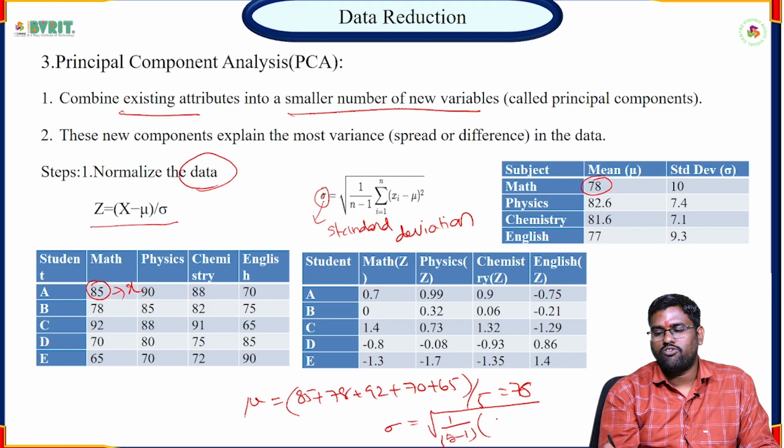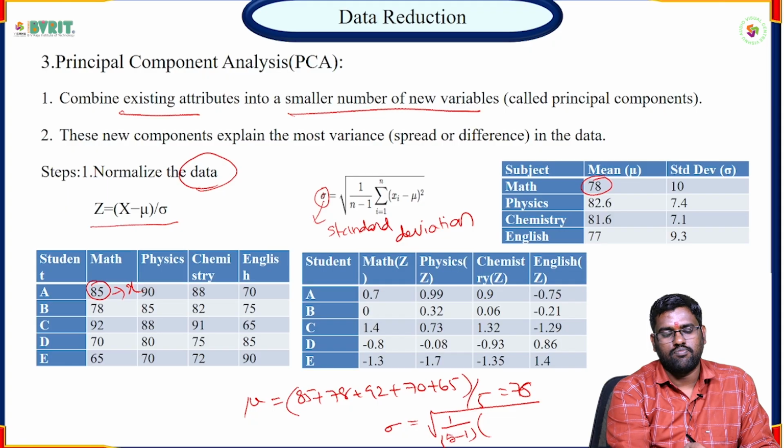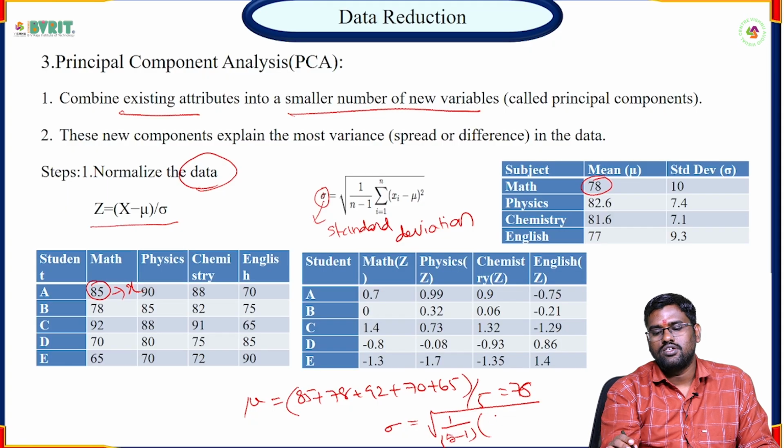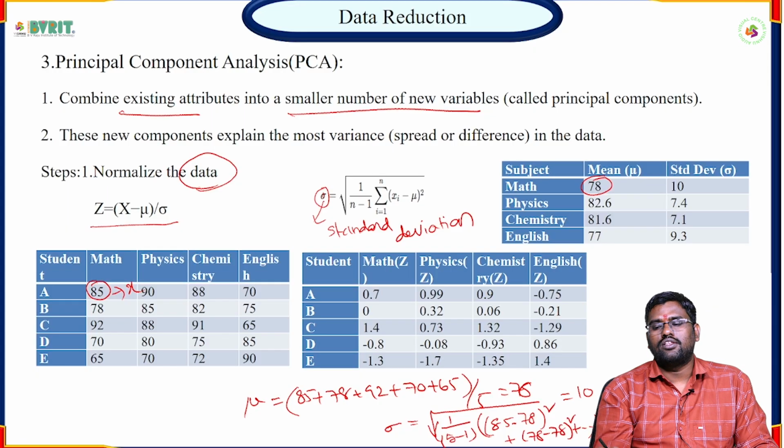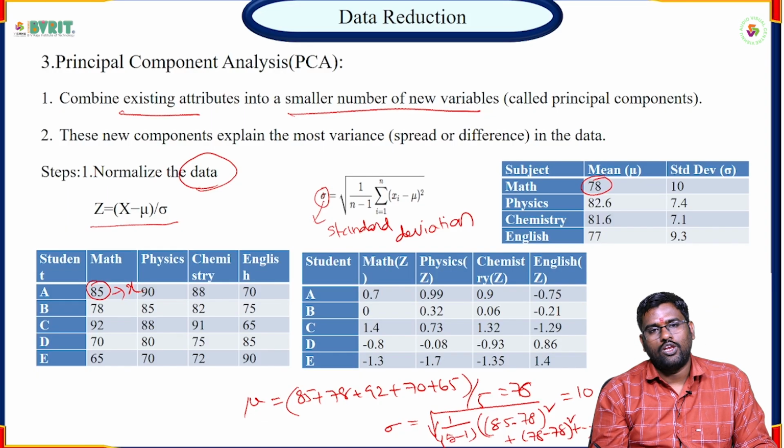Sigma equal to 1 over n minus 1 into the sum of all the values of xi minus that mu value, which is 78. That means 85 minus 78 whole square plus 78 minus 78 whole square. Like this, we will execute all of those. Finally, we got the sigma value as 10. Like this, we are calculating the standard deviation value.